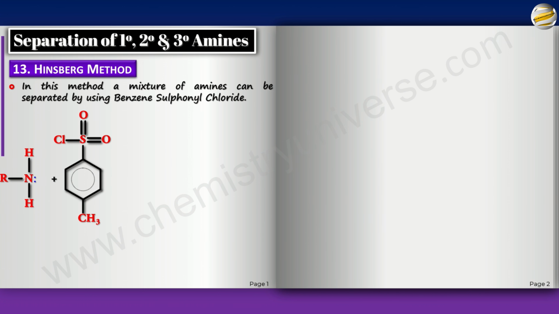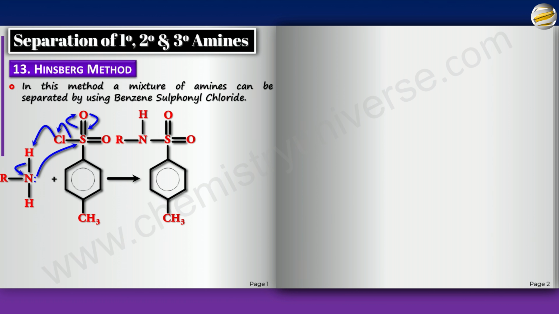Now the nitrogen's lone pair is obviously going to attack the sulfur. The pi bond will shift to O. Attack again and Cl will be lost. You will get, and this Cl will seek the H. And you will get this. And if you notice, this has an H. The nitrogen has an H.